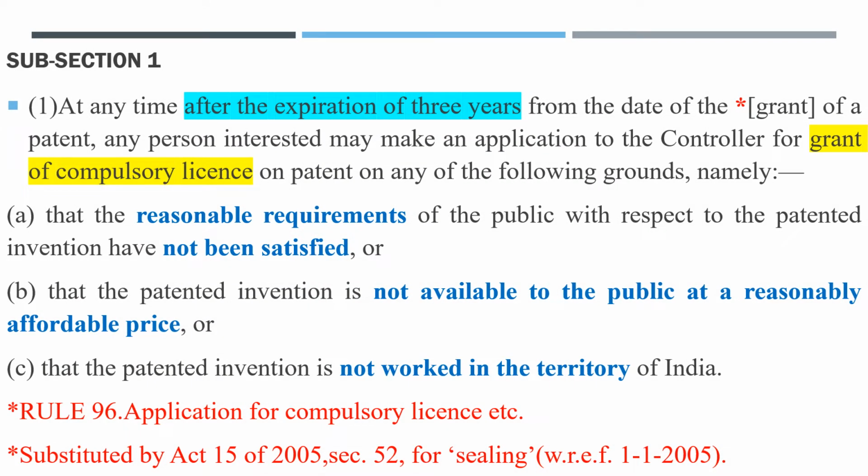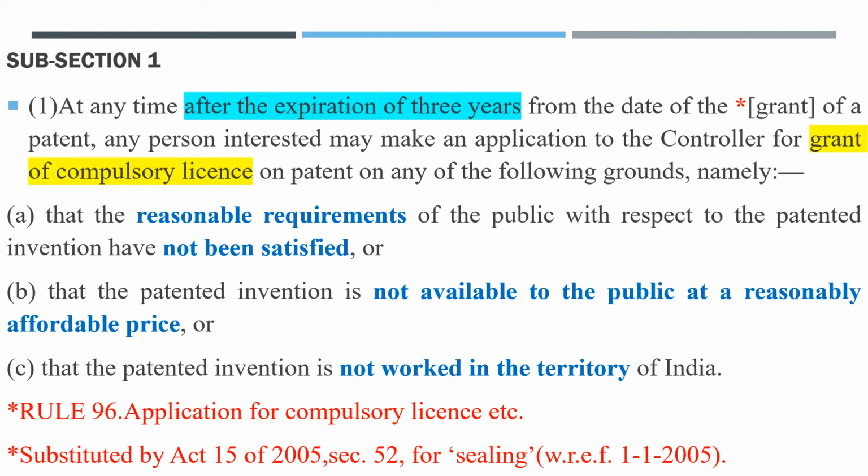Subsection 1. This says, at any time after the expiration of 3 years from the date of the grant of a patent, any person interested may make an application to the controller for grant of compulsory license on patent on any of the following grounds, namely, Clause A, that the reasonable requirements of the public with respect to the patented invention have not been satisfied, or Clause B, that the patented invention is not available to the public at a reasonably affordable price, or Clause C, that the patented invention is not worked in the territory of India.